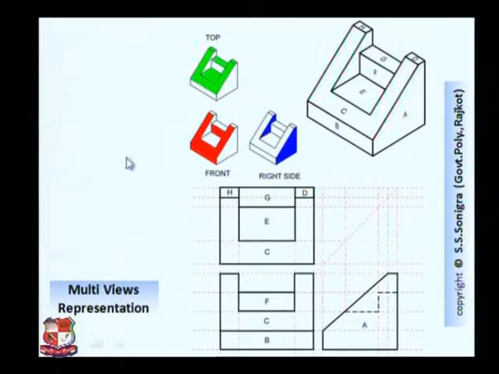I hope the solution of this problem is clear to you. In this problem also, three views are needed: front view, top view and right hand side view, because it's not symmetrical on all the sides. In two views also we can represent all the details, but it would be difficult for the observer or for the learner to visualize the object.